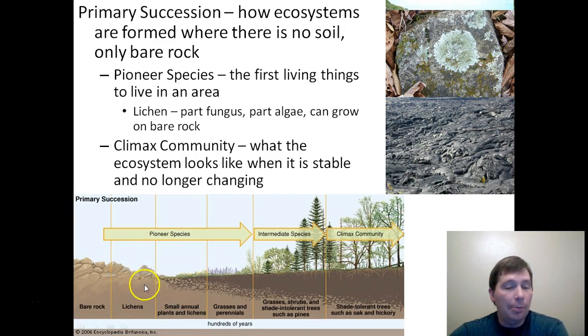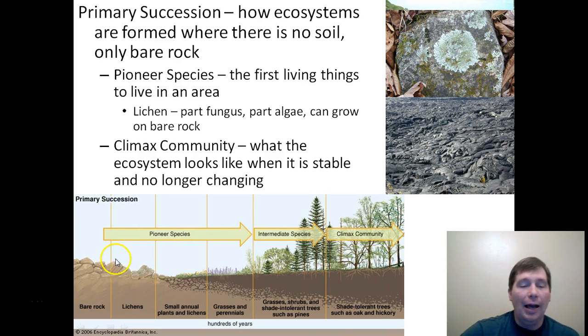Well, we start out with bare rock. The lichens come in and they live first. These are our pioneer species. As the lichens dissolve the rock, they make just a little bit of soil, as you can see in this picture right here. This soil now makes it so bigger plants can grow there, things like mosses.